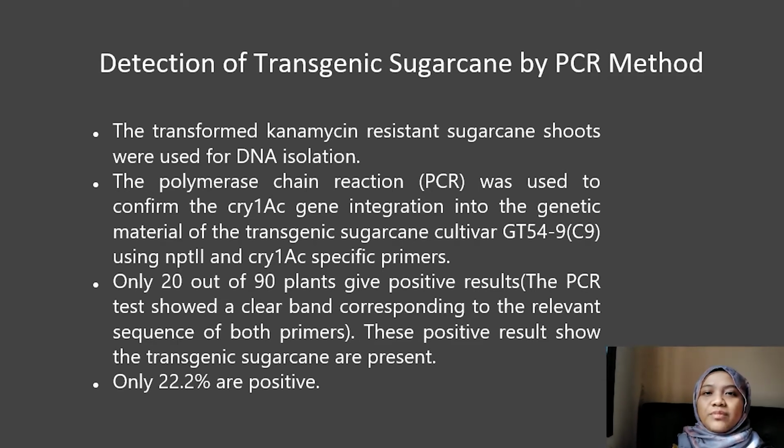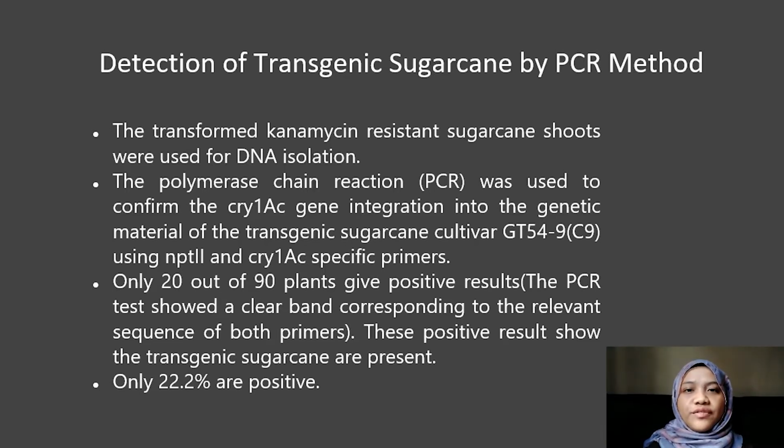cultivar GT54-9C9 using NPTII and Cry1AC specific primers. The specific primers were designed to amplify fragments of the NPTII and Cry1AC genes. Only 20 out of 90 sugarcane plants gave positive results, where the PCR tests showed a clear band corresponding to the relevant sequence of both primers. The positive result shows the transgenic sugarcane is present.